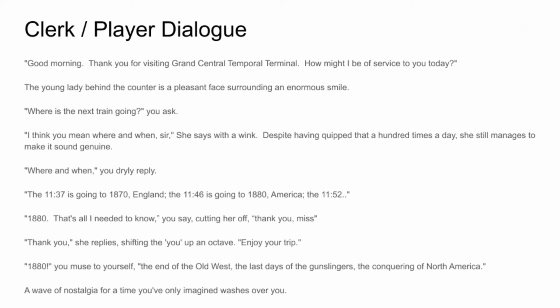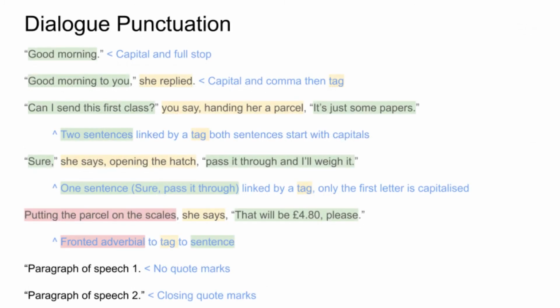Punctuating dialogue can be tricky. When someone new starts speaking, start a new line with a quotation mark and a capital letter. If there is no tag, like she said, he said, they asked, end with a full stop and a quote mark. If there is a tag, end the quote with a comma. If the same person is talking, continue the text on the same line.